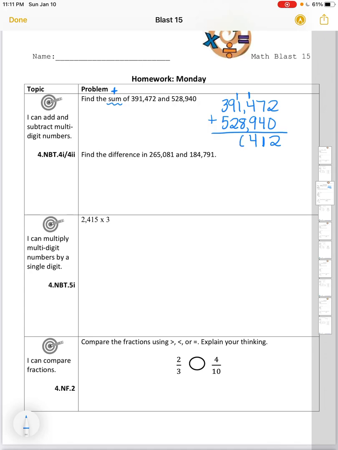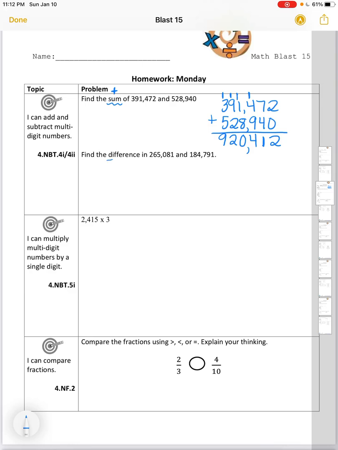10 thousands. There will be no thousands left. We'll take 10 of those thousands and turn them into a 10,000. 12 10,000s. We're going to take 10 of those 10,000s and make it 100,000. And I'm left with 900,000s. 920,412 is the sum, the answer to the addition problem.